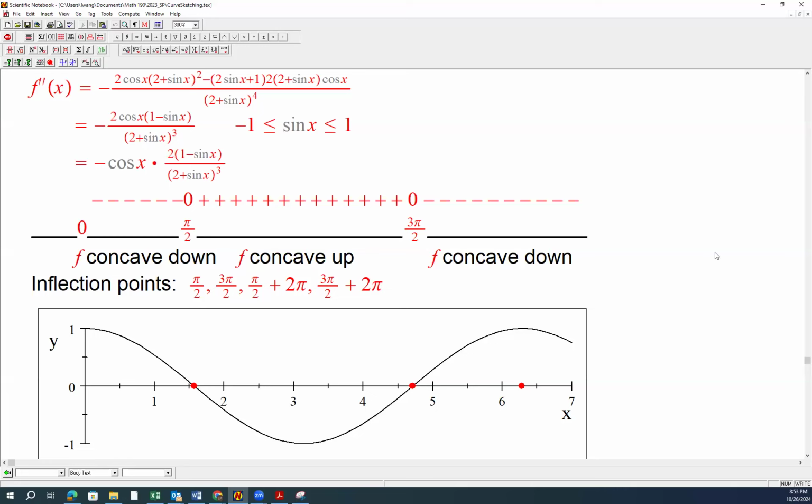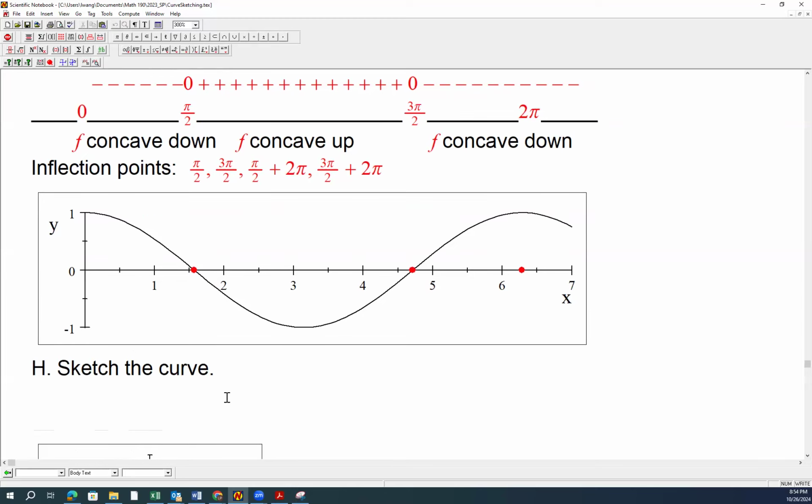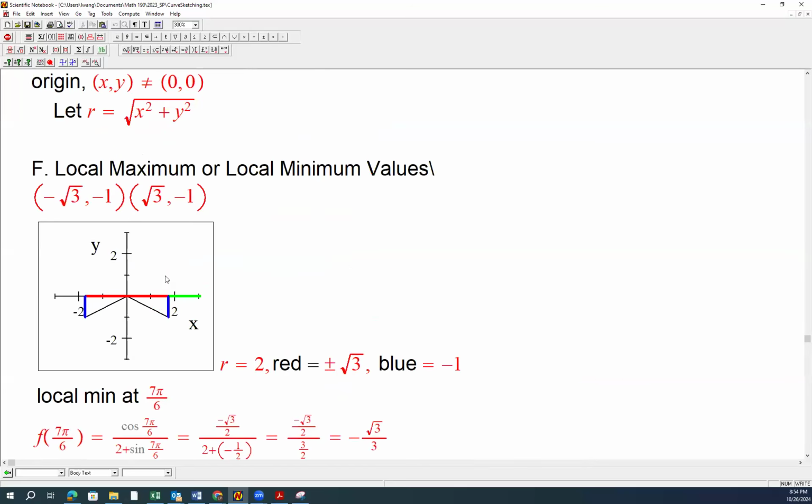Okay, so this is just a picture between 0 and 2 pi, right? So this is just a period, and we have many periods of 0 to 2 pi. So this pattern will continue. So finally, that's to sketch the curve. Finally, we got to sketch the curve.